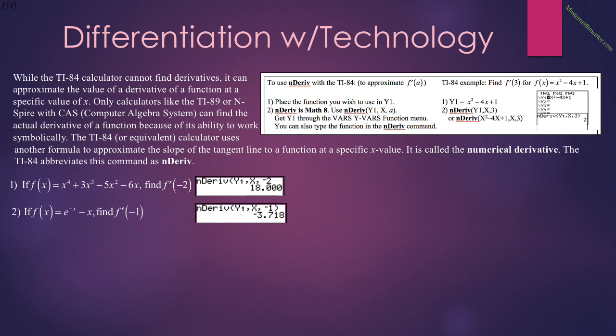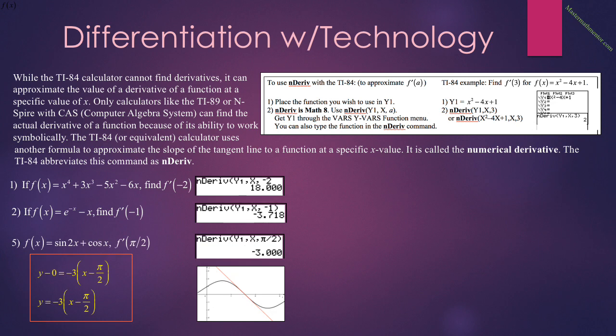Number 2 states that f of x equals e to the negative x minus x. Using our formula involves algebra that is just too complex to easily work with. However, putting the function into y1, we then look at nderiv of y1, comma x, comma negative 1, and we get that the slope of the tangent line to the curve at x equals negative 1 is equal to negative 3.718.